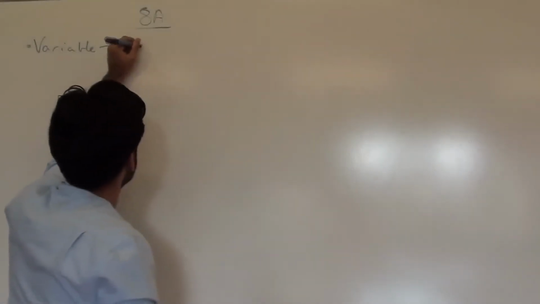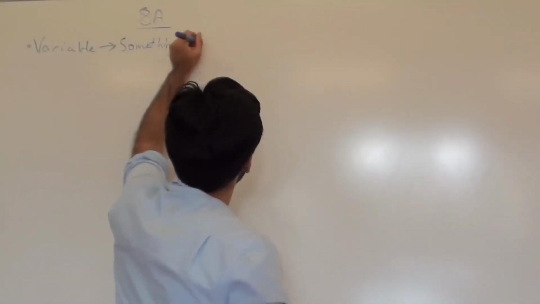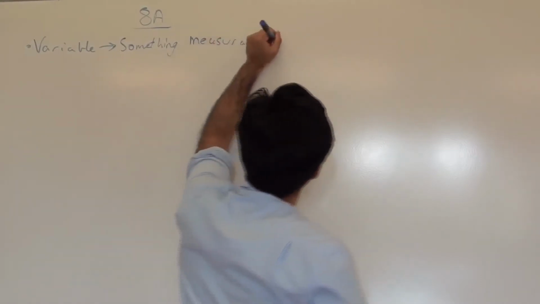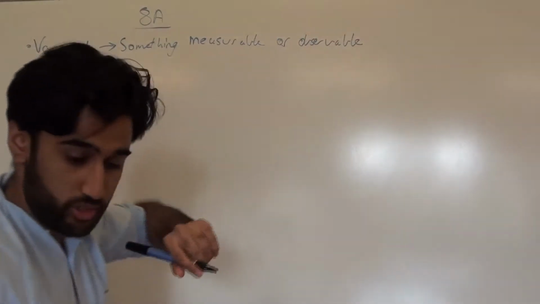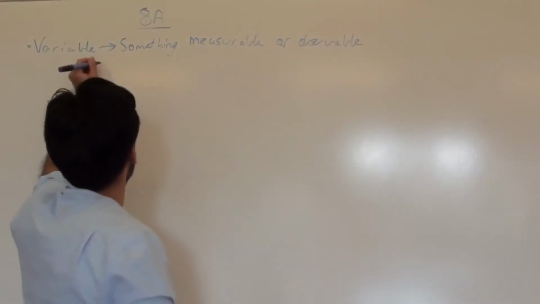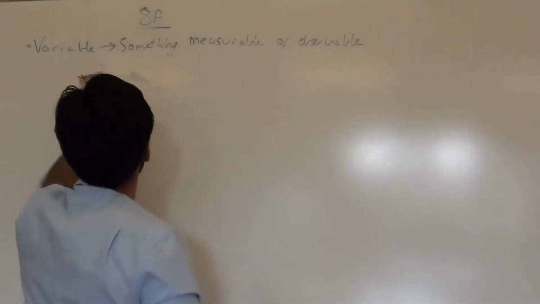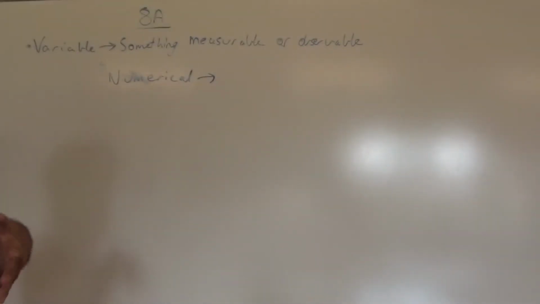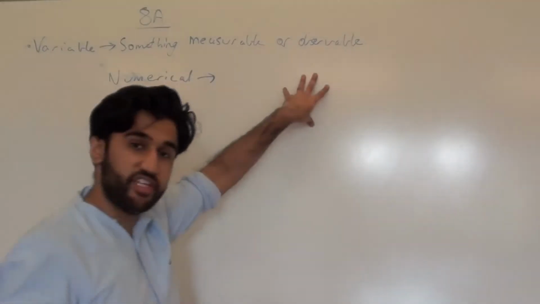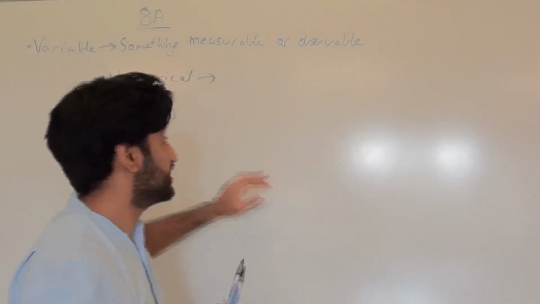Okay, so something measurable or observable. I'm going to leave it at that actually. Let's just go with that. Something measurable or observable. So let's go into our numerical. Actually, let's make this neat. Okay, so numerical. Okay, so variables, remember, it's something we're measuring or observing, and when we gather that data, the data can be either numerical data or categorical data.